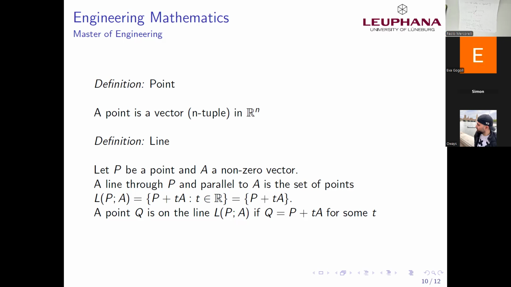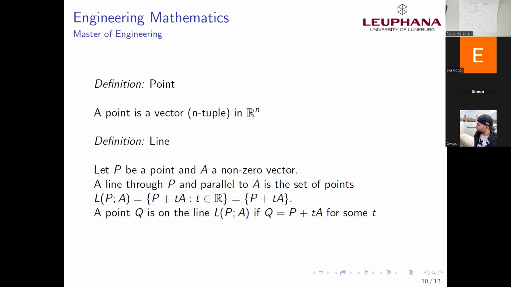We say that the point Q belongs to the line L(B; A) and so on, if Q equals P plus TA for some T. This means there exists some parameter in which Q, please pay attention, is a linear combination of what? Of two vectors. Because a point is a vector.